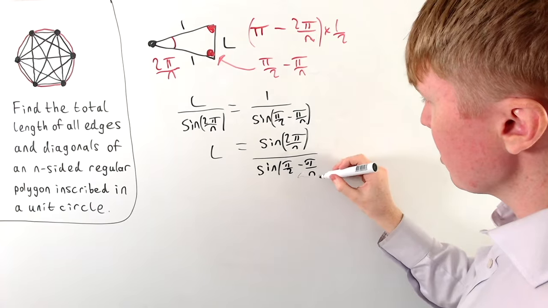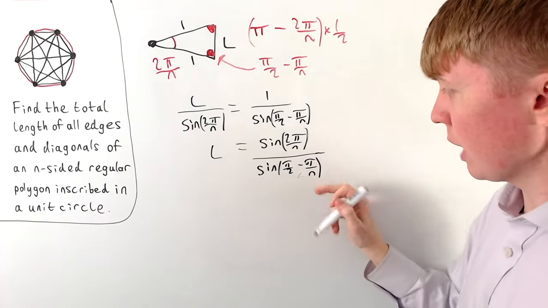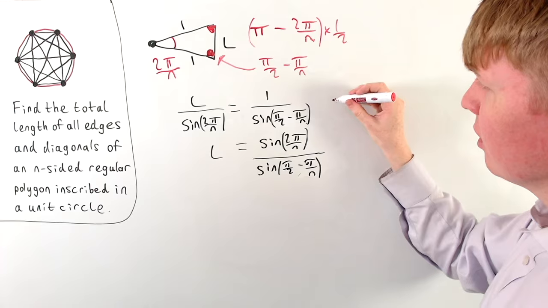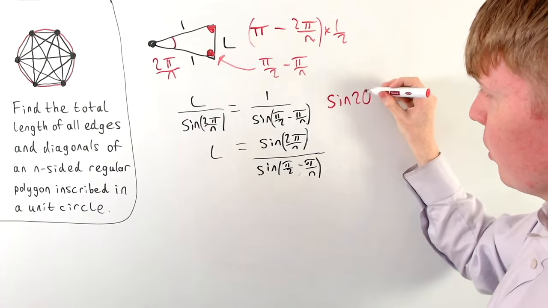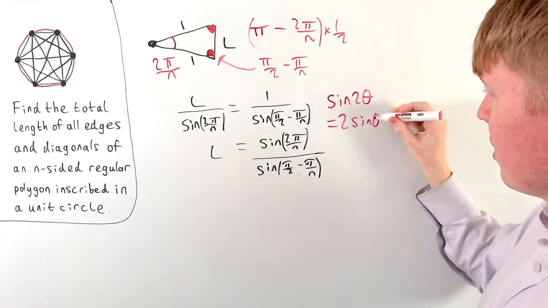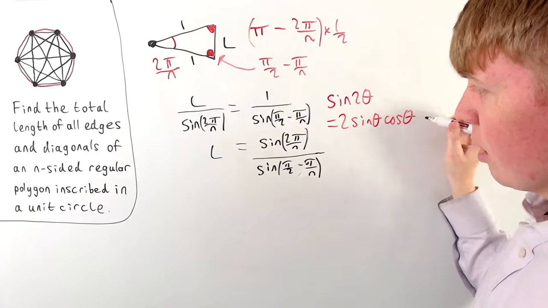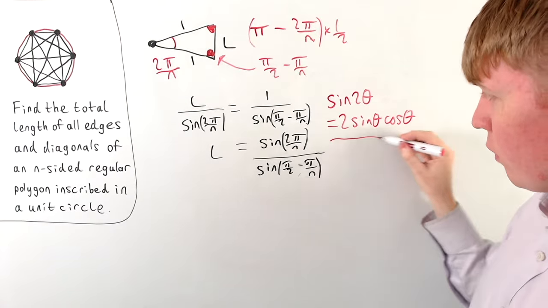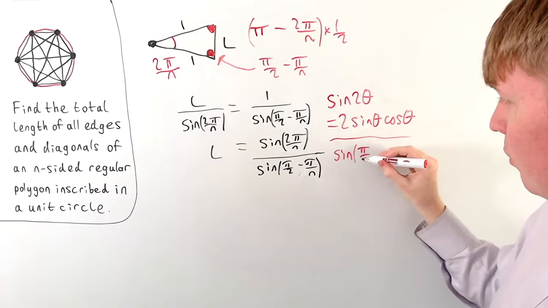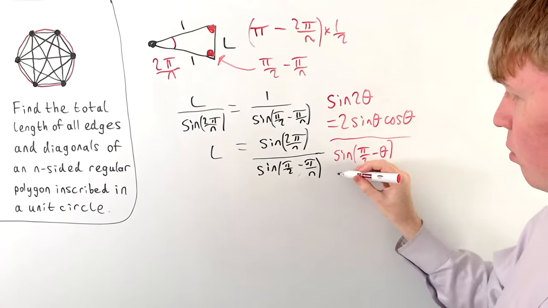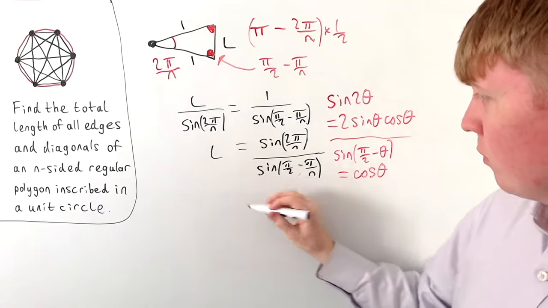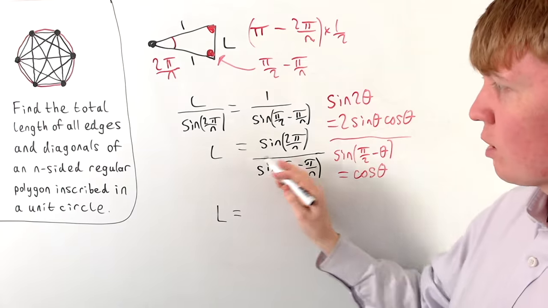But actually here we can simplify this somewhat, so we can use some trig identities. For example, in the numerator we've got sine 2 pi over n. We can use our double angle formula, so sine 2 theta is always equivalent to 2 sine theta cos theta. And in our denominator we've got sine of pi over 2 minus something, and if you have sine of pi over 2 minus any angle theta, this is always going to be equivalent to just cos theta. So we can use both of these identities now to get a slightly nicer expression for L.